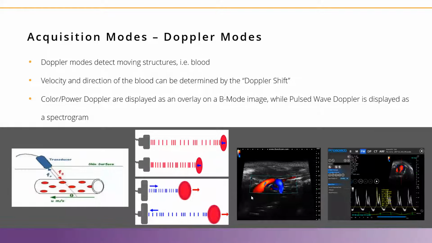Blue away, red towards. Where you're seeing this little blue speck in the middle here, it's not in fact a reversal of flow. It's simply called aliasing, which means this scale has been maxed out and we've started to wrap around. So this would actually be the ideal place to measure the velocity of flow through the ascending aorta because it's where it's going to be the fastest and most laminar flow.